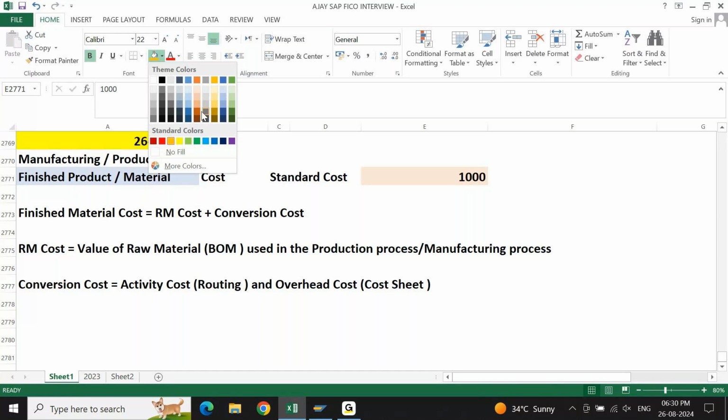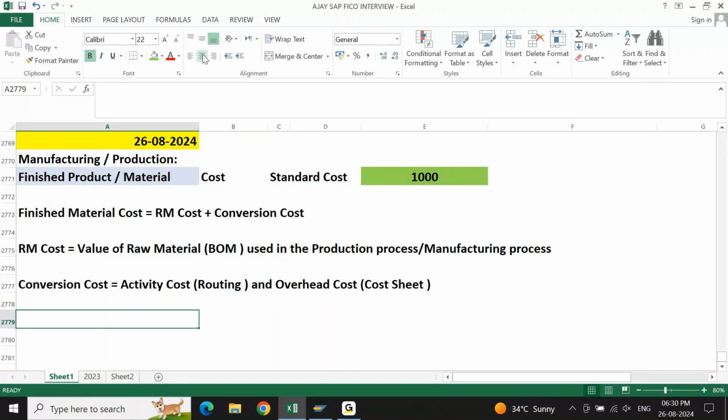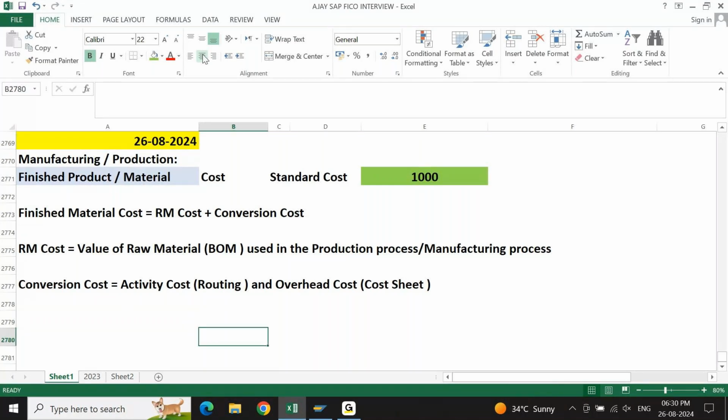Why 1000? How come it is becoming 1000? Or will you blindly say, okay, 1000 rupees? You need the breakup, based on the cost estimate. Cost estimate: BOM plus routing plus cost sheet. So what is that called? Cost breakup combined with direct cost and indirect cost is the cost estimate. The cost estimate will give you the standard cost.